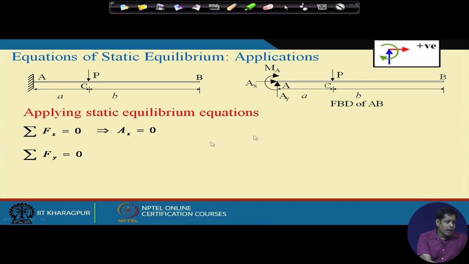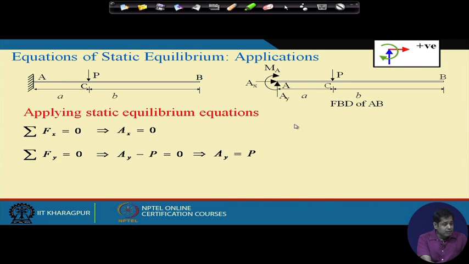Now, we write the equilibrium equation for summation of forces in y direction. Ay, which is upward according to our sign convention, is positive, then P, vertically downward, is negative according to our sign convention. Ay minus P is equal to 0, which directly gives you Ay is equal to P.